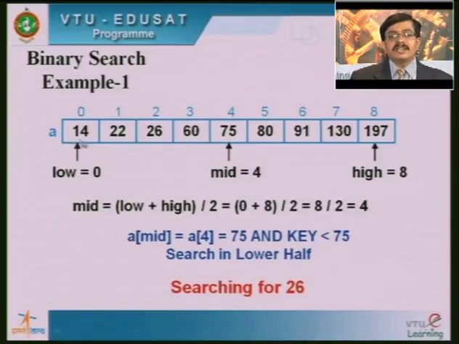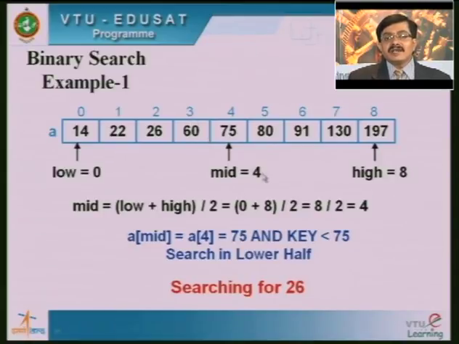For the left half, how many elements are there? 14, 22, 26 and 60 are there. And what is the lower index here? 0. And what is the higher index here? 3. In this array I have only 4 elements, out of which lower index is 0 and higher index is 3 here. And the lower should not be altered because I am coming to the left array, and higher should be taken as a 3 here.